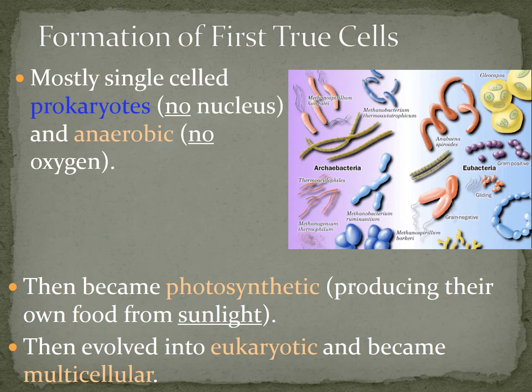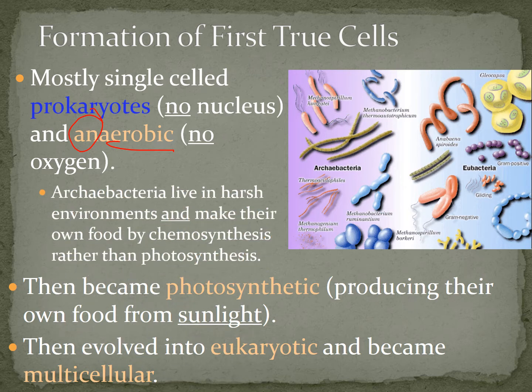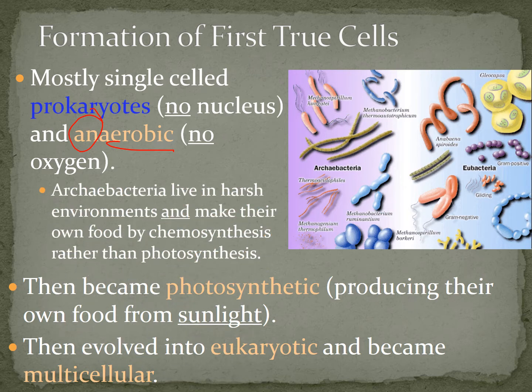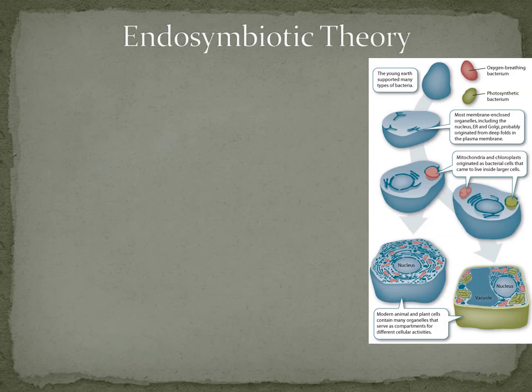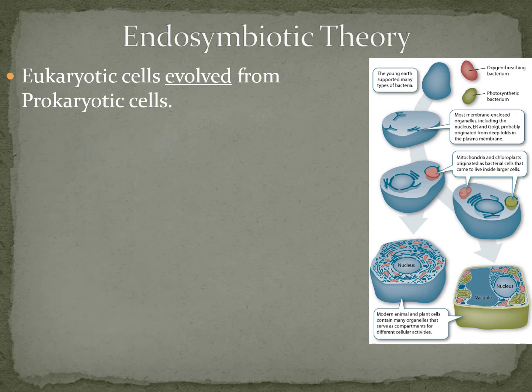Most single-celled prokaryotes have no nucleus. Anaerobic means "an" is basically no, and aerobic means oxygen. Archaebacteria live in harsh environments and make their own food by chemosynthesis rather than photosynthesis, because in harsh environments they have to make it from the chemicals radiating from the surroundings. Then supposedly they came from the chemicals and became photosynthetic, which means we started eating from the light. Then that eventually became eukaryotes, where we had to eat something to get our energy. This theory is called the endosymbiotic theory.